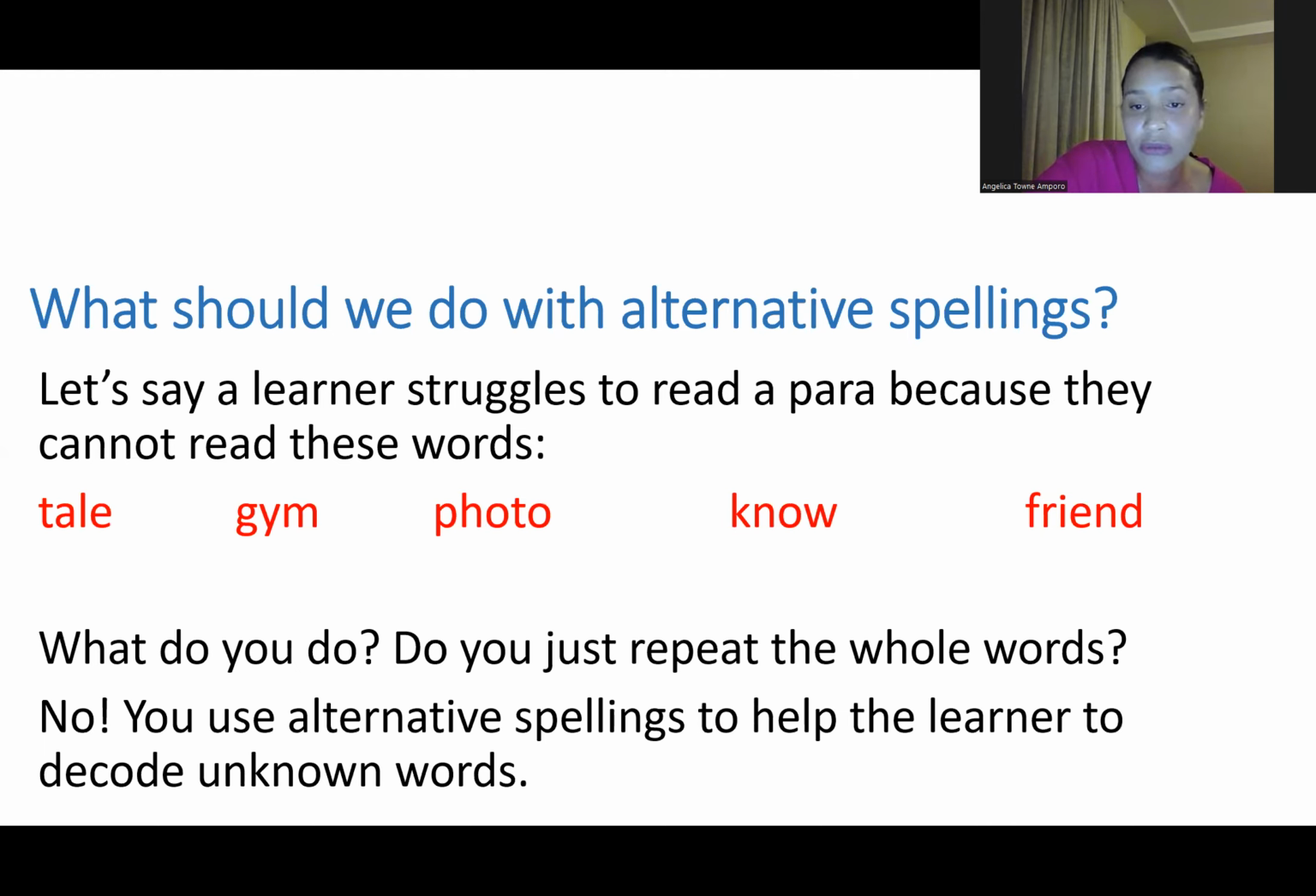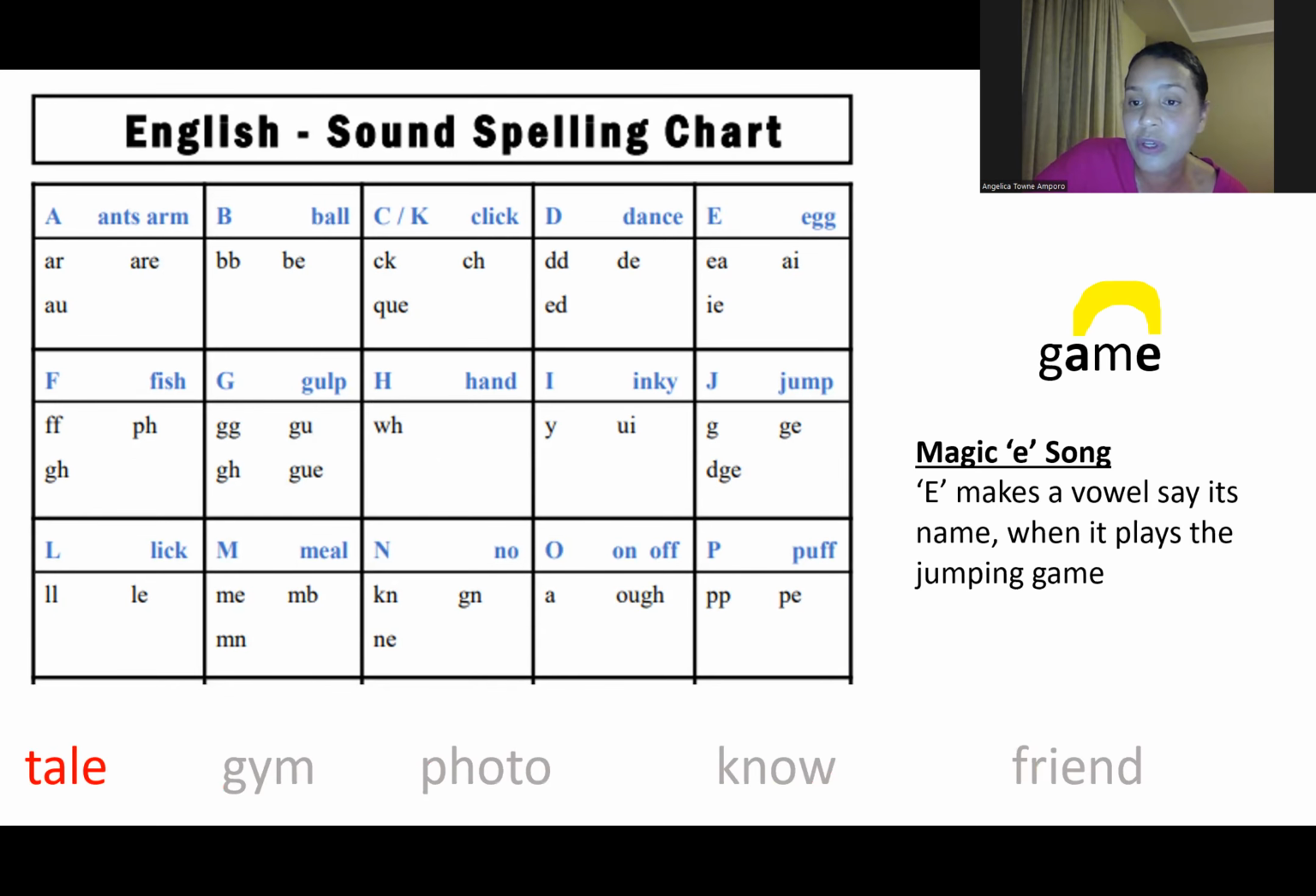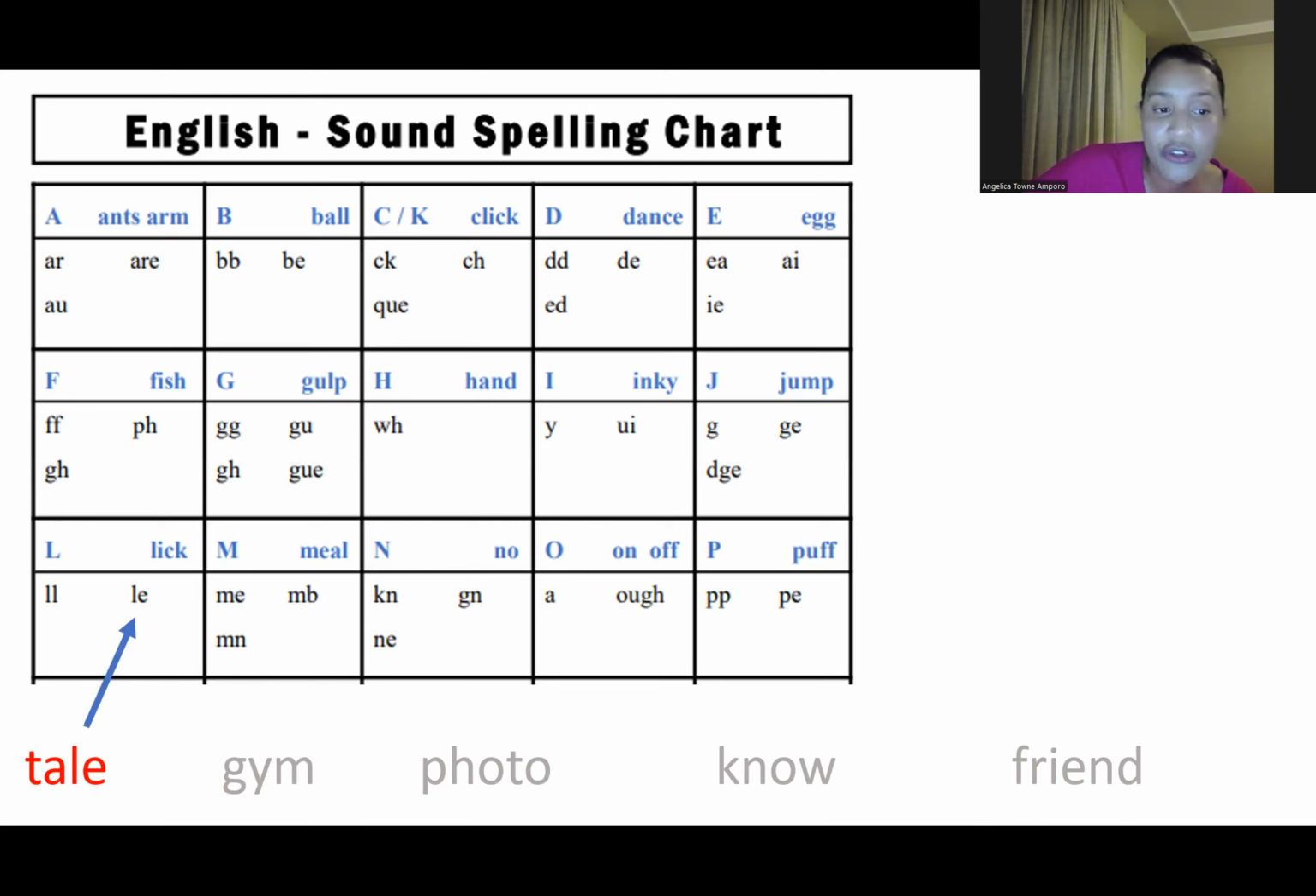So I'm going to give you a couple more examples. Let's say you're reading a paragraph and they don't know how to read these words in red. What do you do? Do you just repeat the whole words? No, you use the alternative spelling charts to help learners to decode these unknown words. So for example, let's say we have the word tail. We'll start with the first one. You would explain the magic E rule, that E is a vowel that makes a letter say its own name. And then you'd show them on the chart.